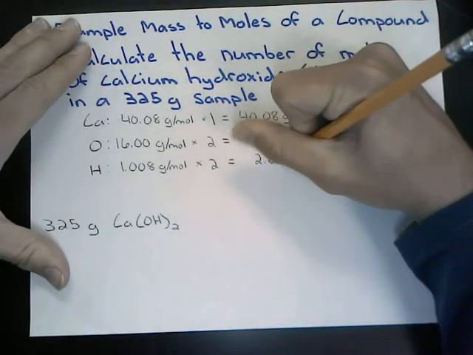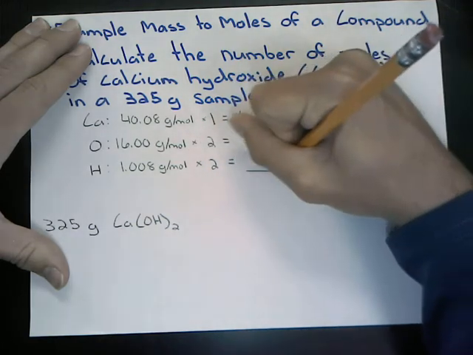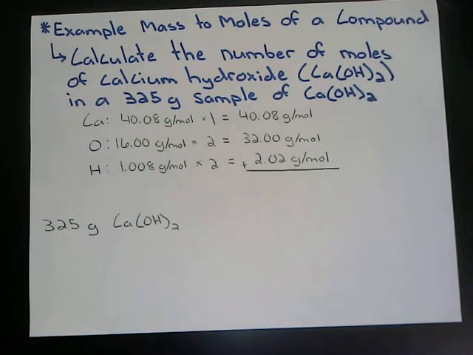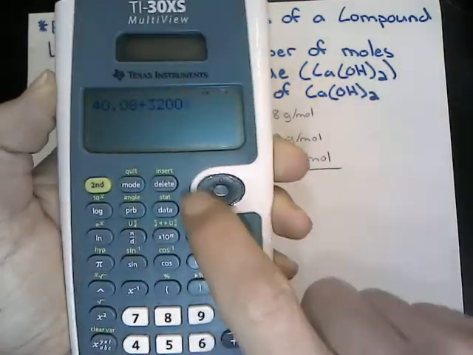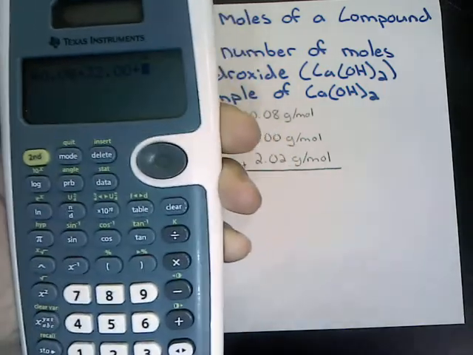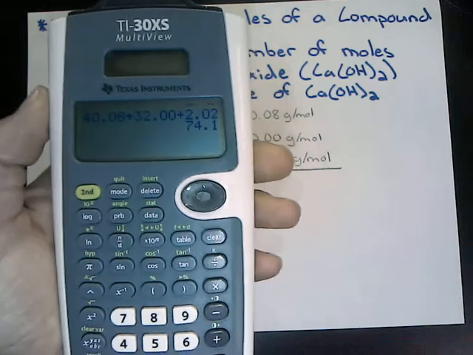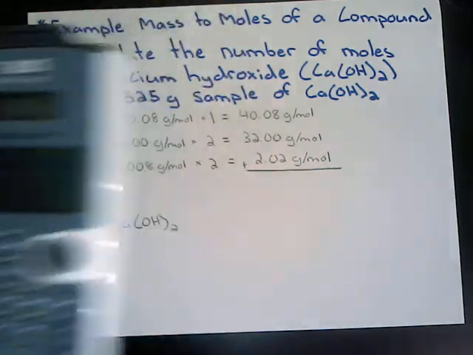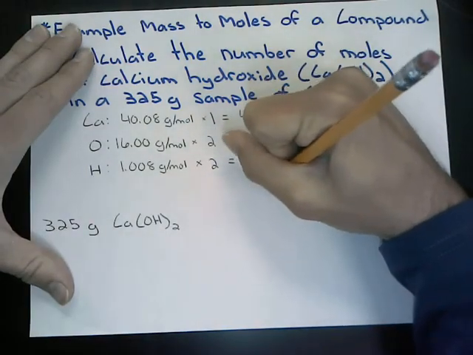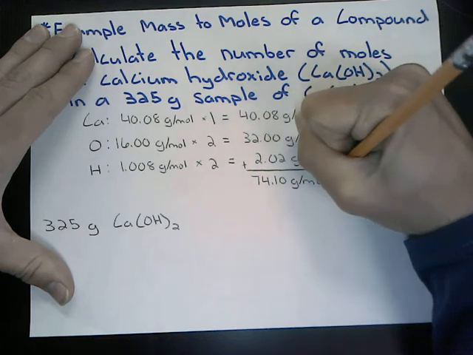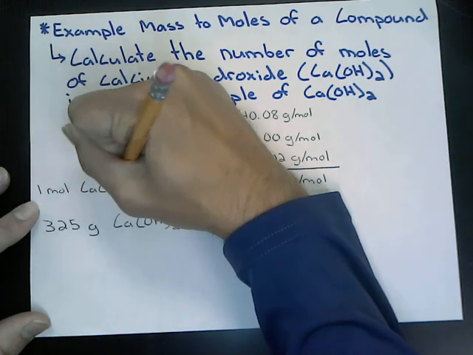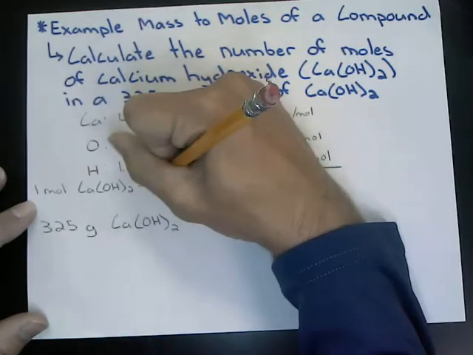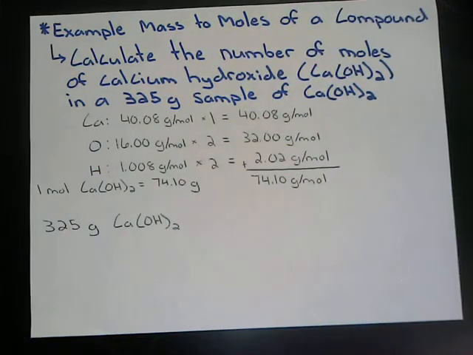So once we've gone through this particular process here, all we need to do is just add these together. So in our calculators, we hit 40.08 plus 32.00 plus 2.02. We press enter, and we get a value of 71.10 grams per mole. So what that means, 71.10 grams per mole, and I'm going to write this to the left, is that in 1 mole of calcium hydroxide, Ca(OH)2, this equals 74.10 grams.